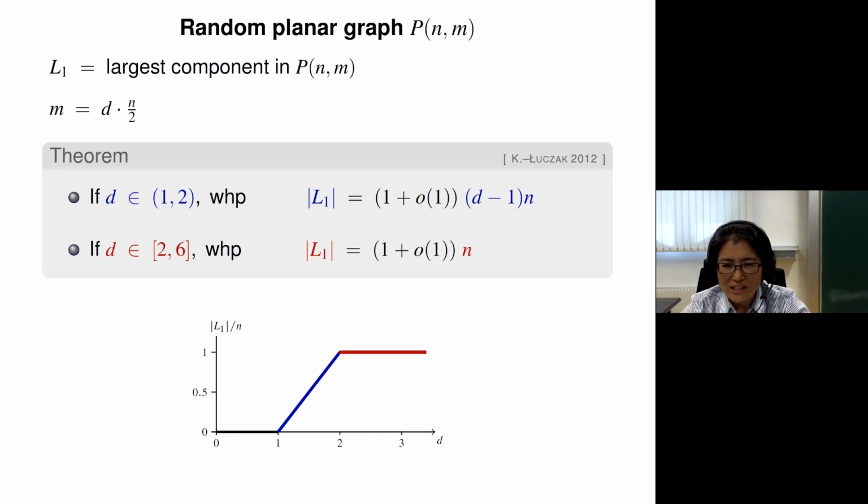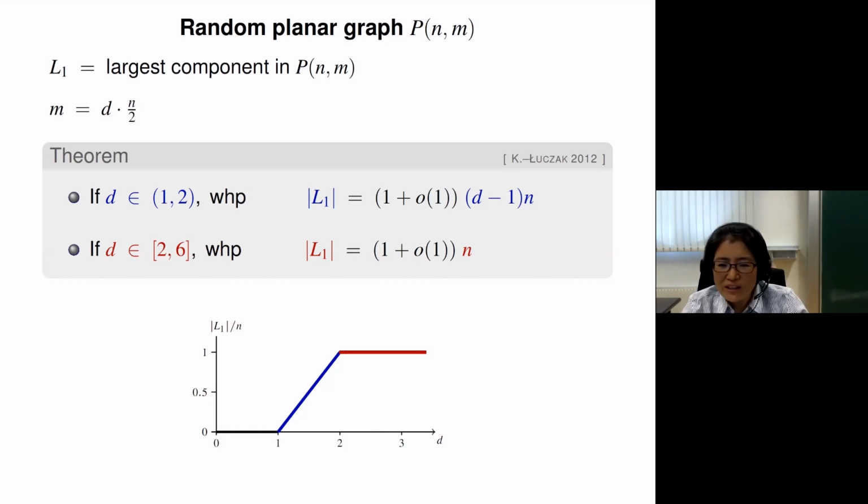Having such an interesting result, a natural question is what other classes of graphs undergo phase transitions like random planar graphs. From a distance, if you look at L1 divided by n, it looks like this graph, the blue and red graph. This black part is just a copy and paste of the Erdos-Renyi. The interesting part is the blue and red. What other classes of graphs may behave like this?